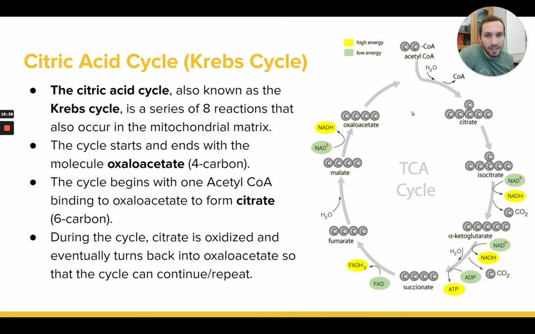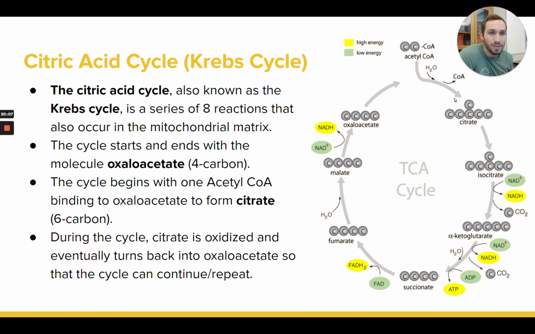If you look here, there's this molecule called oxaloacetate. Oxaloacetate is a 4-carbon molecule, and it's going to join together with acetyl-CoA to start this cycle. There's a reaction that joins them together. When you join them, you end up with a 6-carbon molecule, 2 plus 4. You're going to end up with a 6-carbon molecule called citrate.